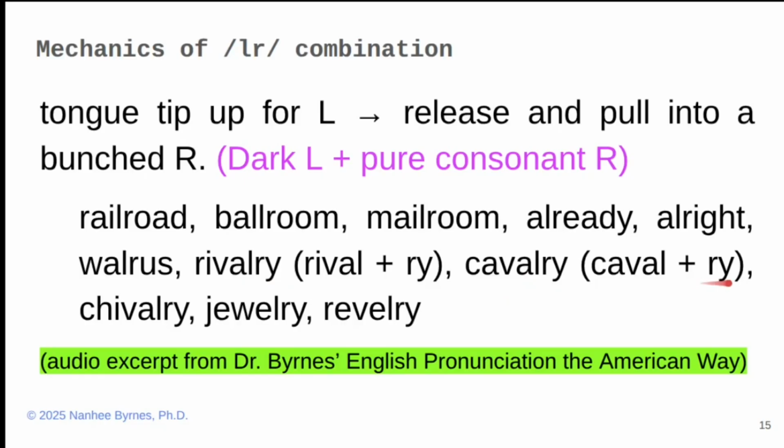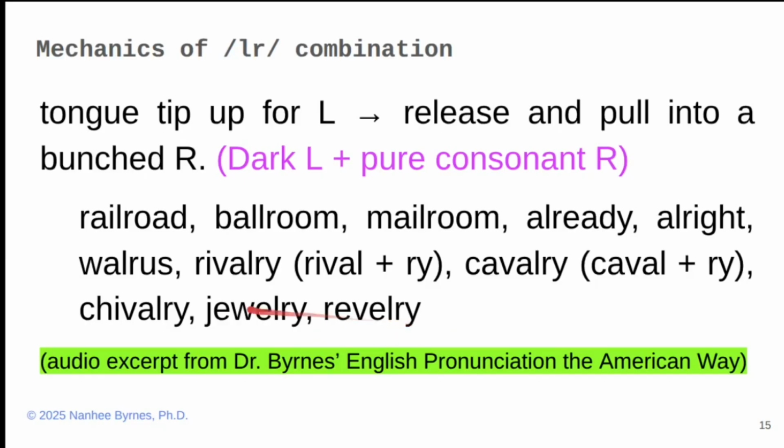Caval plus ry is cavalry, cavalry. Chivalry, chivalry. Jewelry, jewelry. Revelry, revelry. In these words, the L comes at the end of a syllable, which makes it a dark L.